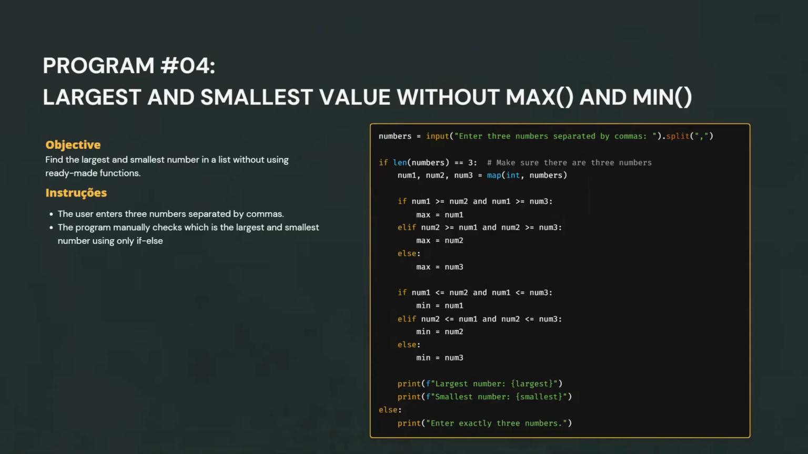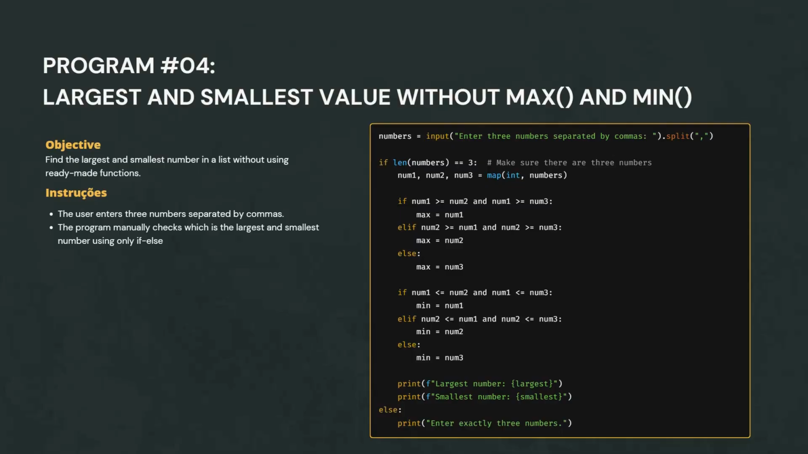In today's program we are going to do something really interesting where we'll find the largest and smallest number in a list, but there's a catch. We are not allowed to use Python's ready-made max or min functions. That means we are going to solve it the old school way with just if-else logic.